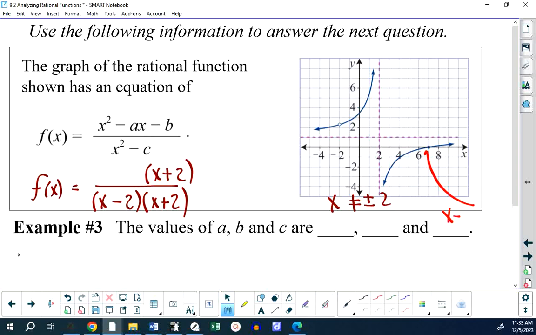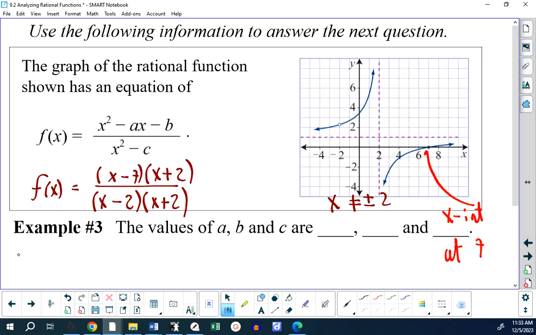There is an x-intercept at 7. Now think about what this means. It means that if x is 7, y is 0. Let me repeat that. If x is 7, you have to get 0 for the whole thing. That means we need something on the top to make that happen, and it's going to be x minus 7.